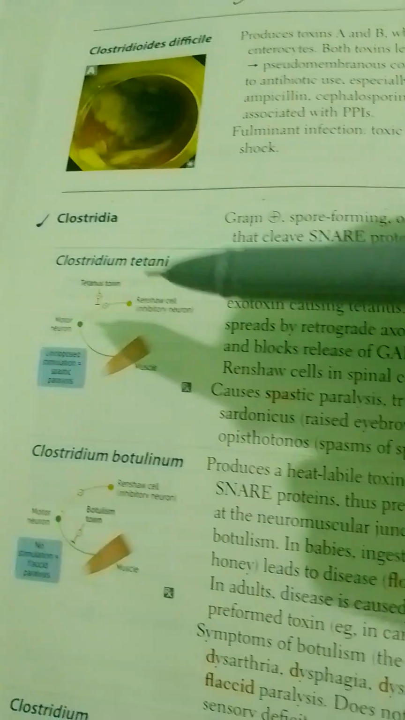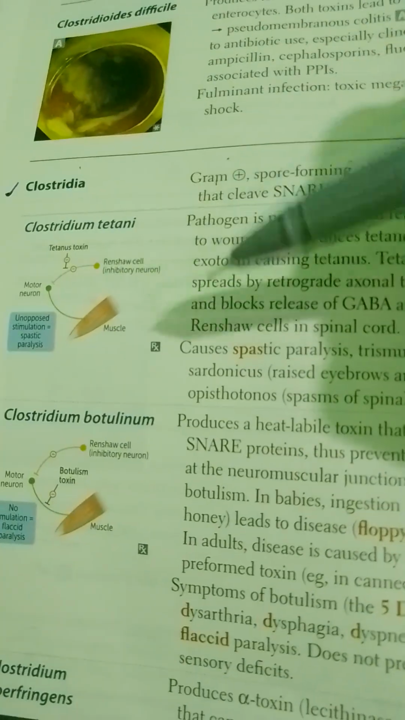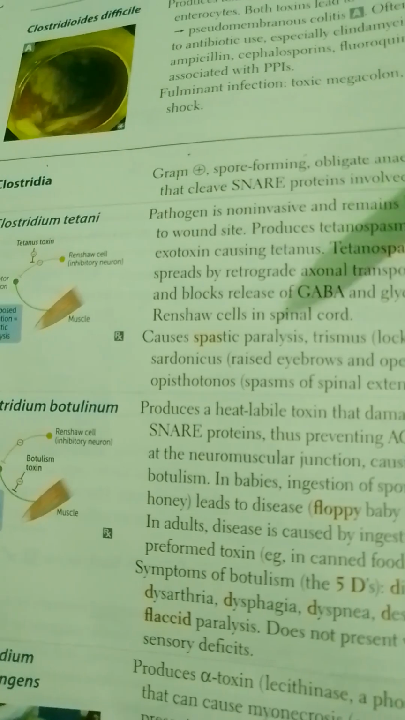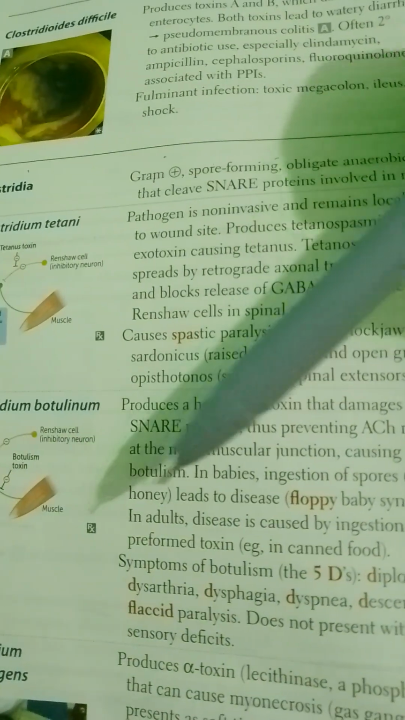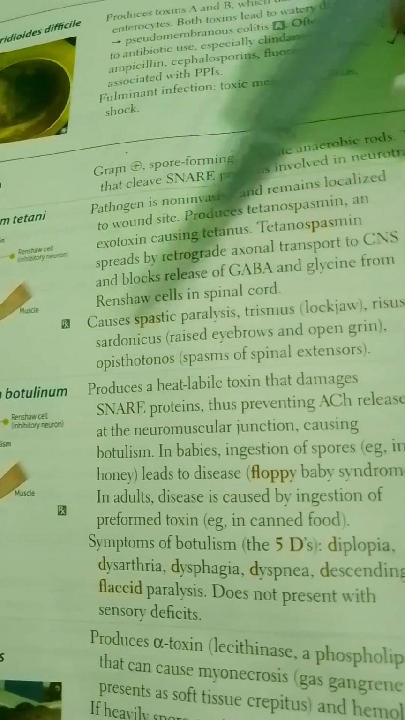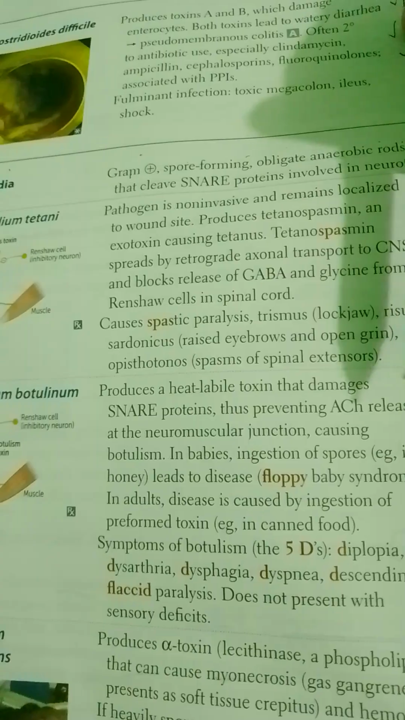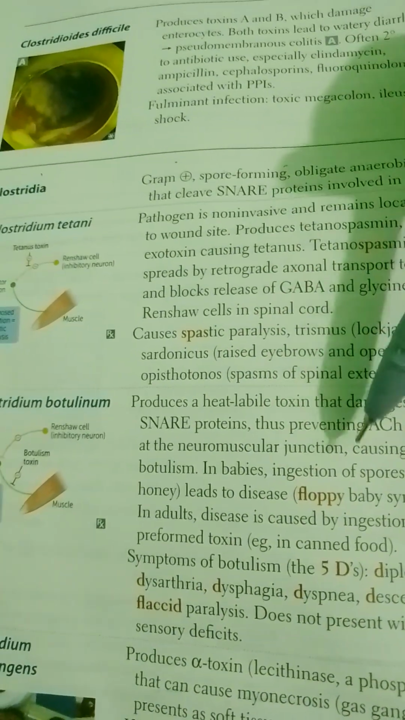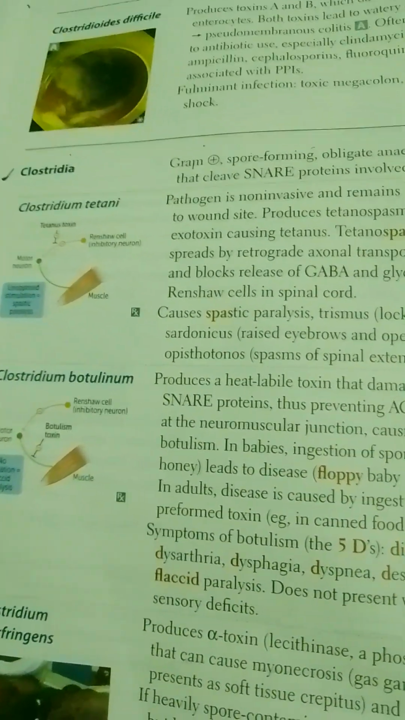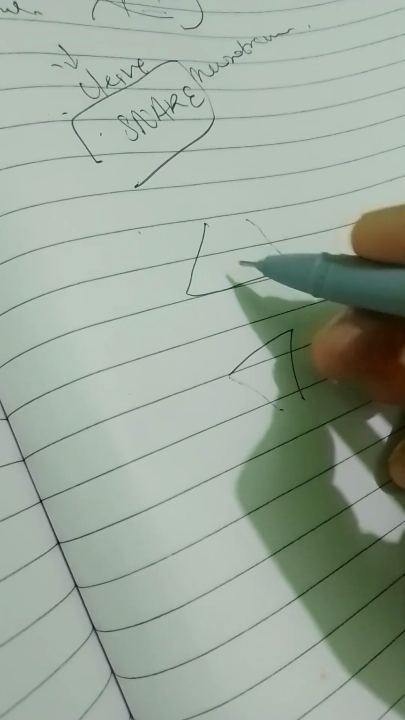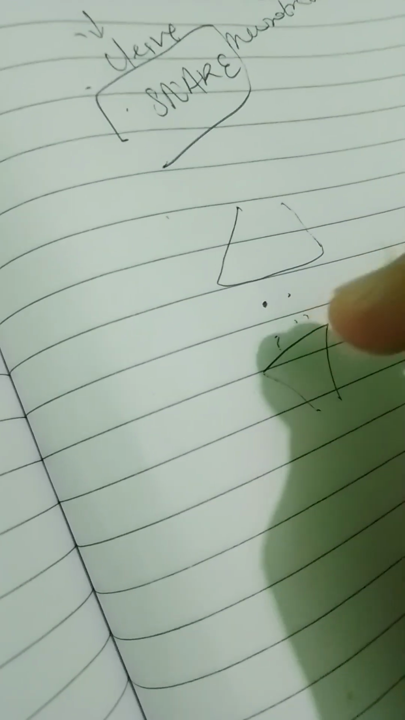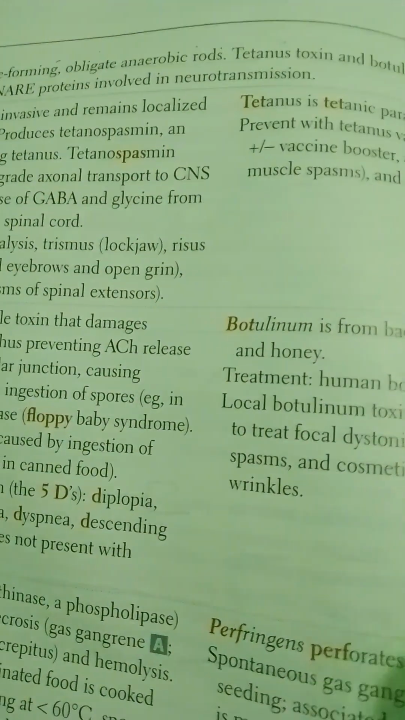Whether it is Clostridium tetani, that's involved in neurotransmission by inhibiting or blocking GABA and glycine, or Clostridium botulinum, they are directly inhibiting the ACh release at the neuromuscular junction. So we all know what that is. For those who don't know, this is our neuromuscular junction, presynaptic, postsynaptic, with acetylcholine getting released. Okay, now let's continue.